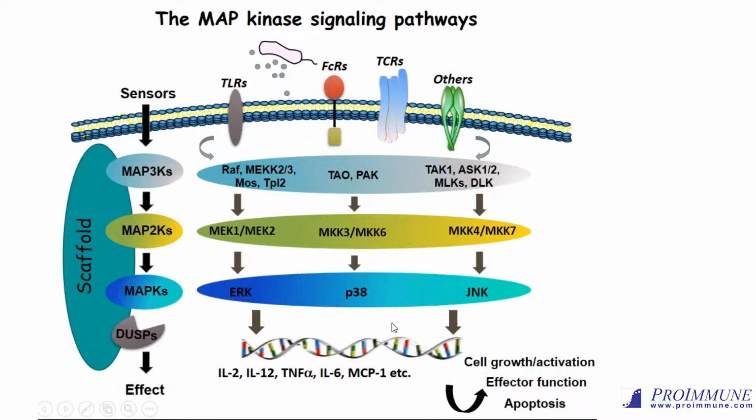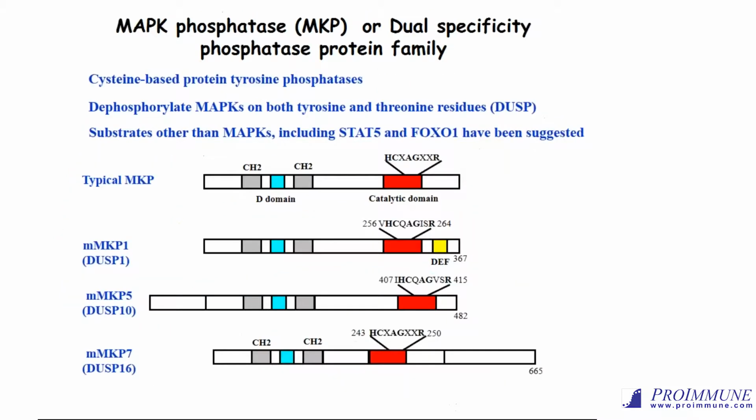Therefore, their activation is tightly regulated by multiple mechanisms, including activators, scaffold proteins, which assemble signaling complexes to mediate the activation, as well as negative regulators. Not recently, about 10-15 years ago, it was identified that one family of proteins known as the MAPK phosphatases, or the dual specificity phosphatases, are the major negative regulators of MAPK.